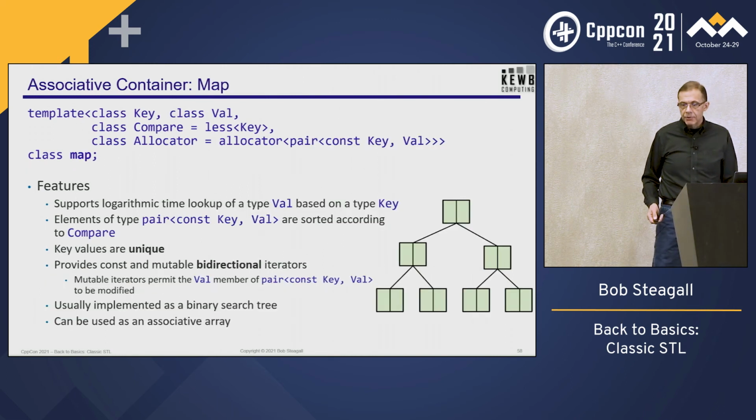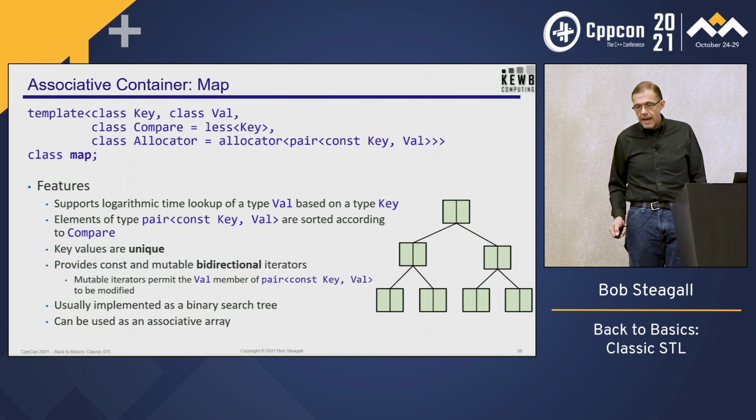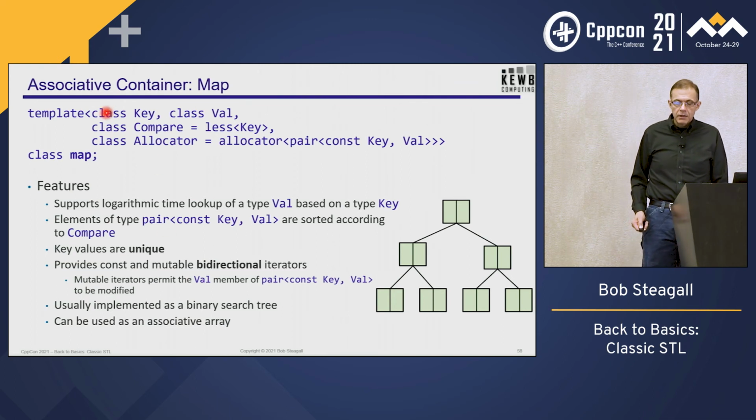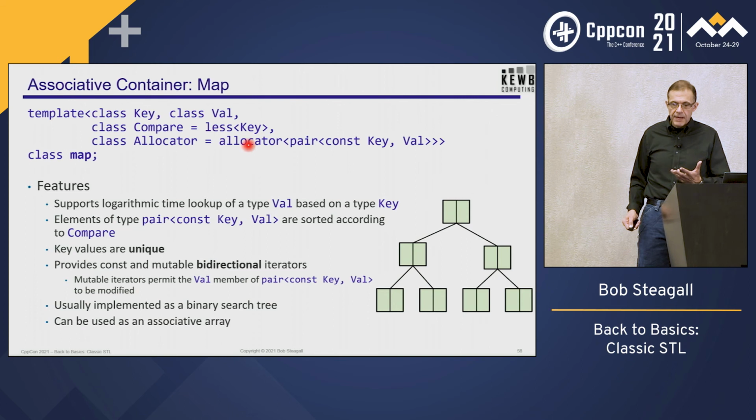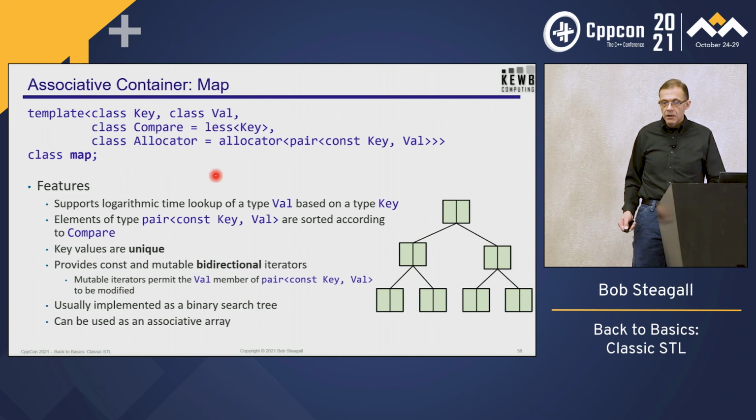Then you have map. So map actually sorts its elements. The element is a pair, and the pair contains a constant value of key and a value. And so it's parameterized in terms of key and value. It has a comparator that sorts those pairs in terms of the key. So everything is sorted by key, and the keys are associated with values.